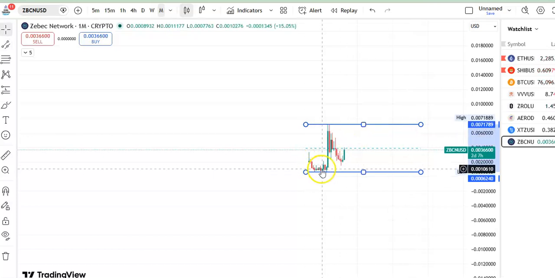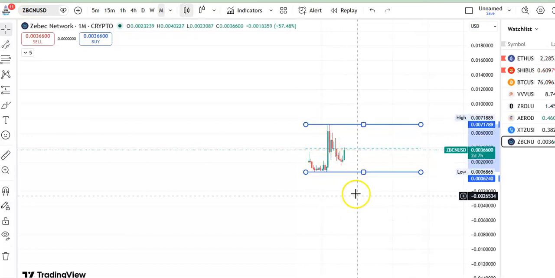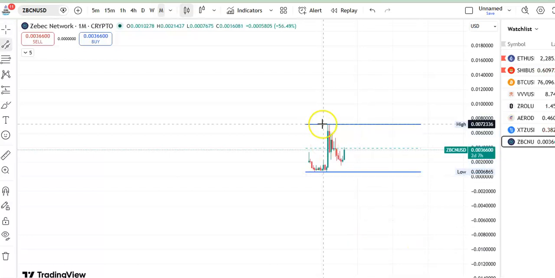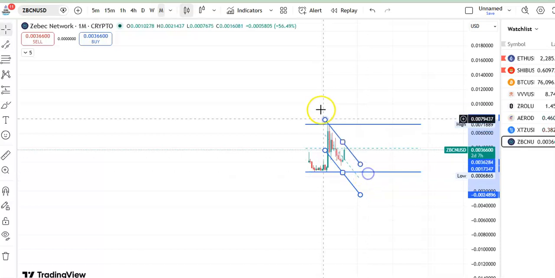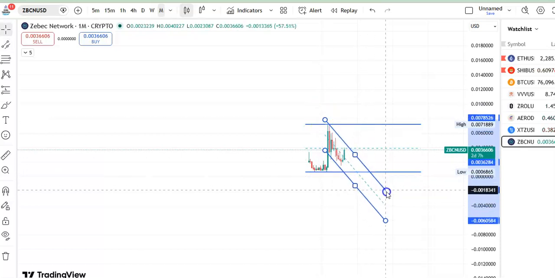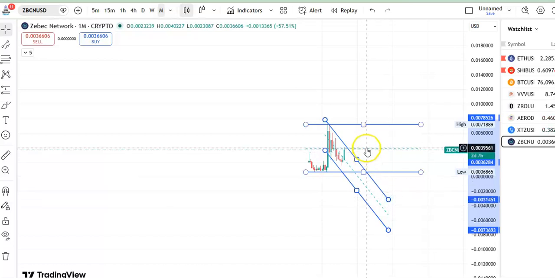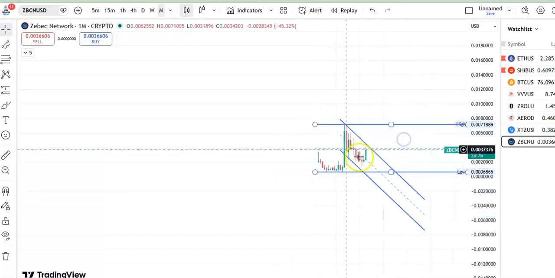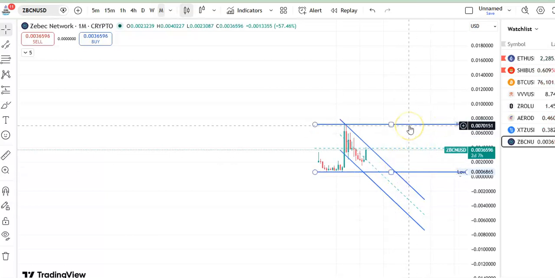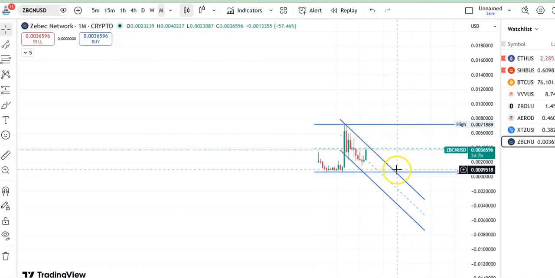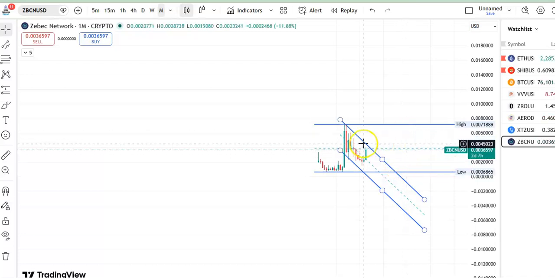Previously you can see the candles started from support, went to resistance, and now the candles are continuously falling. If you draw the trend line, you can see this support and this resistance. Within this channel pattern only the candles are falling, so the downtrend is continuing. Once the breakout happens, the candles may move to this resistance level, that is around 0.007015. If an uptrend starts from here, it may go up. Until then the candles will move in this downtrend channel pattern only.